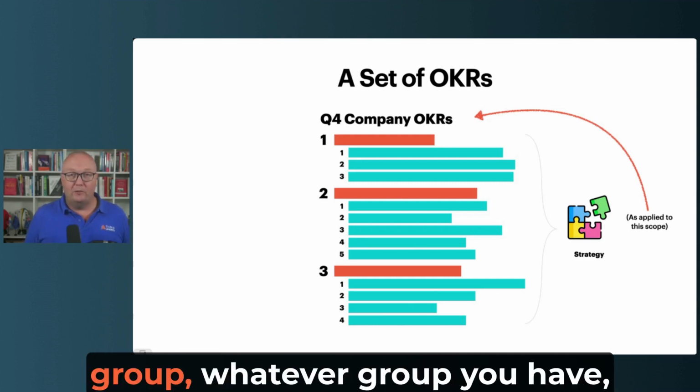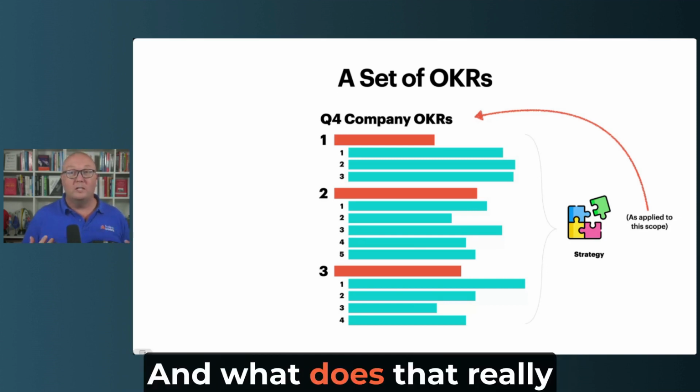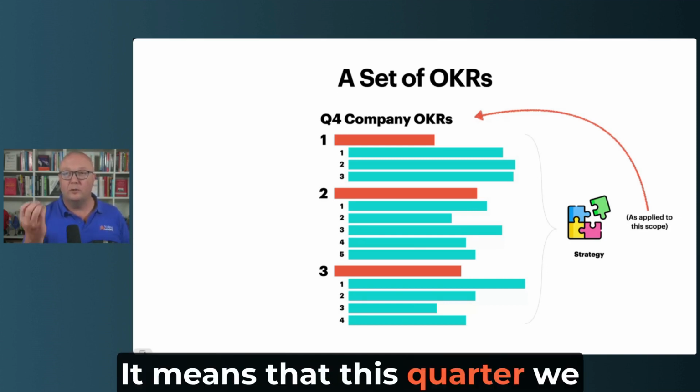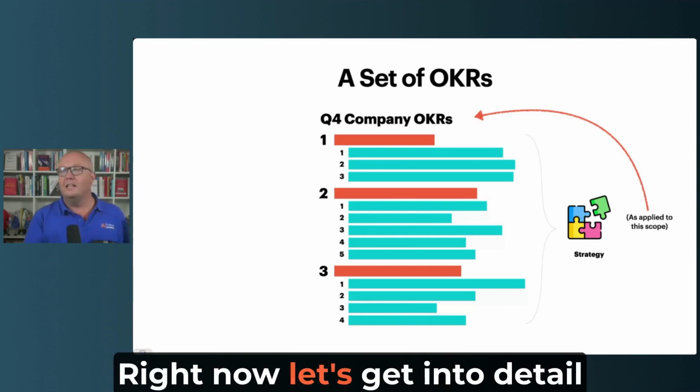And you can apply that to any group, whatever team you have, you might have a particular strategy. And what does that really mean in practice? It means that this quarter we are going to achieve these objectives and deliver those key results, right? Now let's get into detail on what those different areas mean.